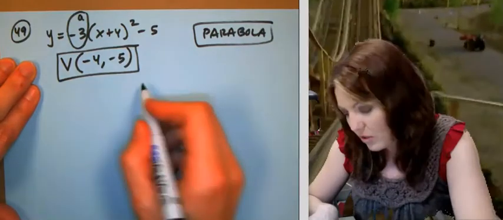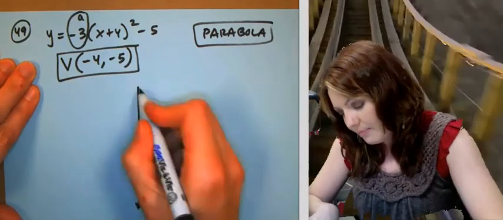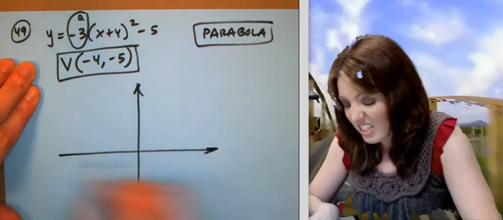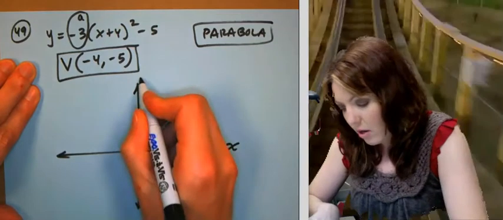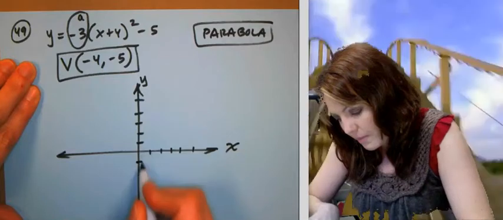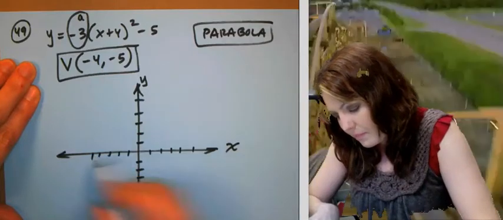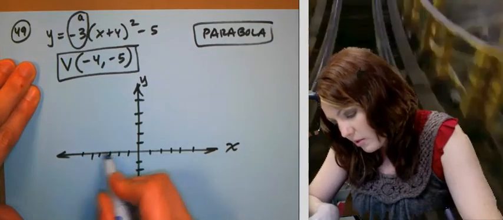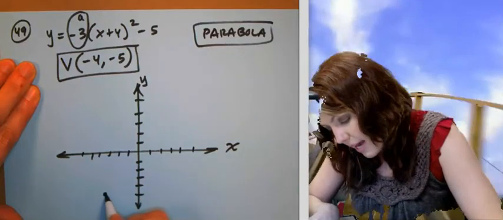So let's see. We've got to graph it. So this is actually a pretty quick problem. So, our vertex, 1, 2, 3, 4, 5, 1, 2, 3, 4. Okay. So -4, -5 is right down there.